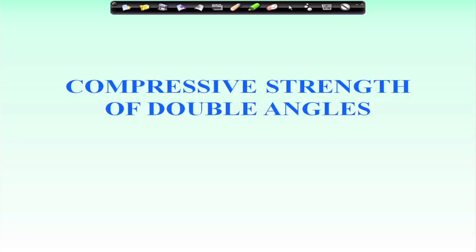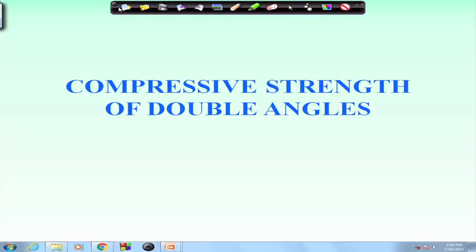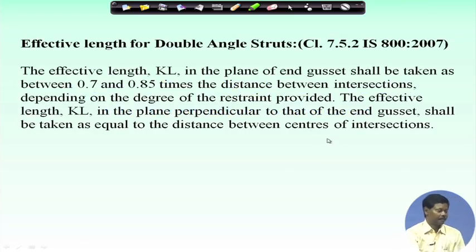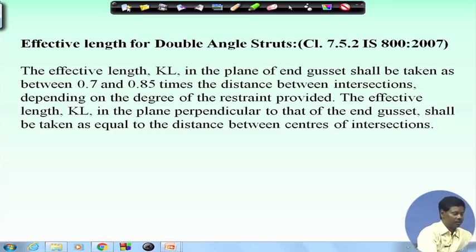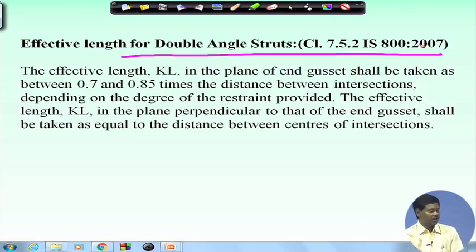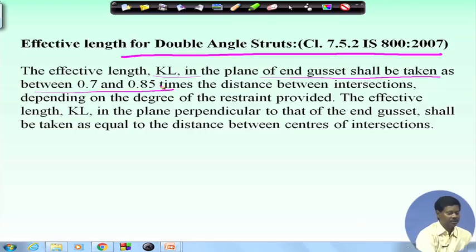Now, to know the design strength of the angle section, we need to know the effective length of the double angles. That is given in clause 7.5.2, the effective length of a double angle strut. Here the code provision says that the effective length KL in the plane of end gusset shall be taken as between 0.7 and 0.85 times the distance between the intersections. That means 0.7 to 0.85 times L, depending on the degree of restraint provided.